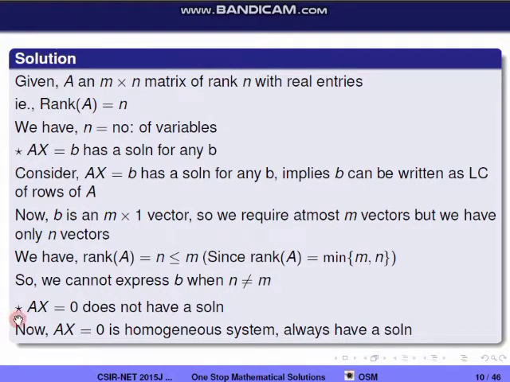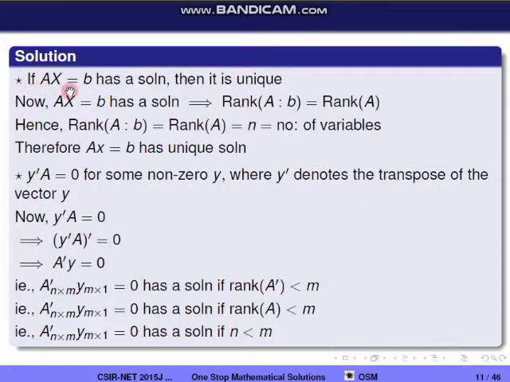Option 2, Ax equal to 0 does not have a solution. We already saw that a homogeneous system always has a solution. So this option is wrong. Third option, if Ax equal to B has a solution, then it is unique. Now Ax equal to B has a solution implies rank of A augmented with B is equal to rank of A, and we already got rank of A is equal to n and n is the number of variables. So using the concept, Ax equal to B has a unique solution. So this option is correct.